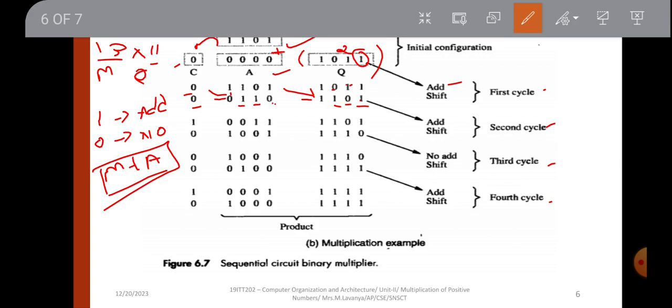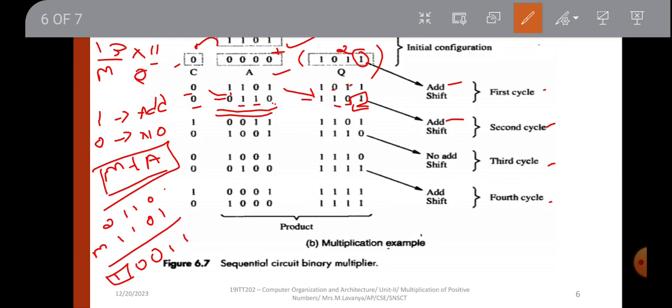During the second cycle, we will be taking this number only, since we are considering the last bit. Our last bit is 1, so we have to perform addition. We have to add M plus A. Our accumulator value is 0 1 1 0 1, and our M value is 1 1 0 1. We will perform the addition. This 1 goes for carry. We are writing the answer here.